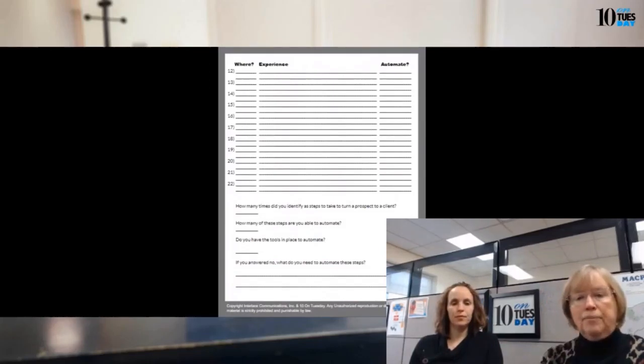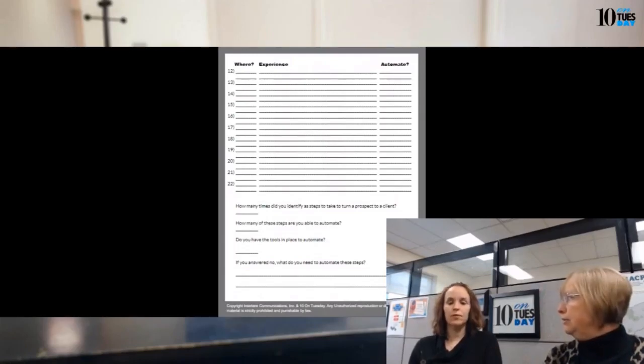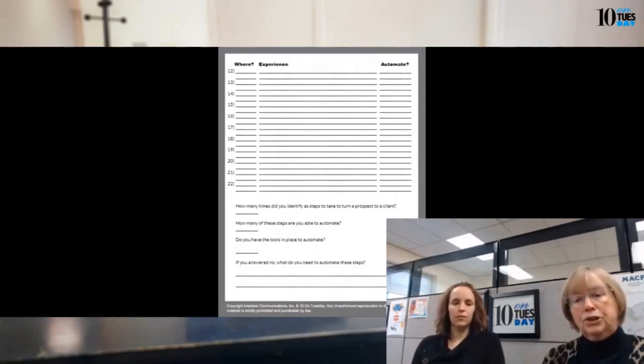and then of course at the bottom, figure out how many times did you identify the steps, how many can be automated, and do you have the tools in place? And if you need help at all with building out your buyer's journey, we do this on a regular basis with clients and help them to identify the tools they need to be able to build their business. We hope that today's buyer's journey exercise was helpful and showed you an example of one that can be automated.